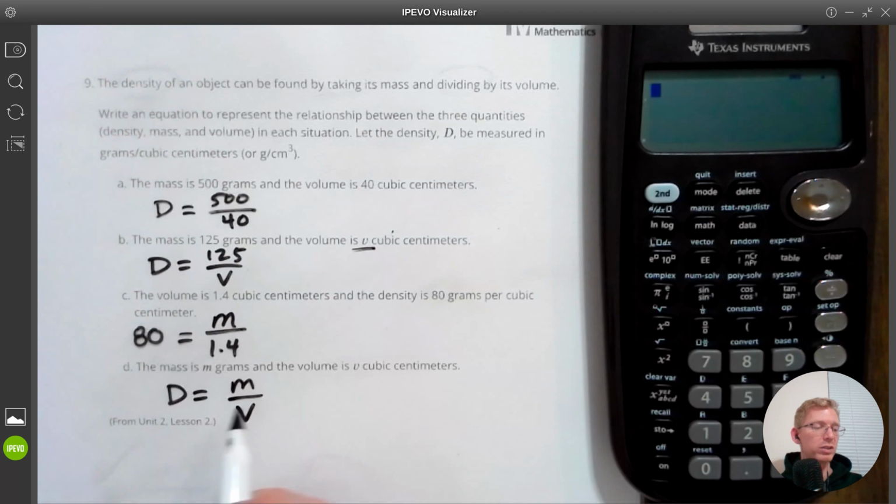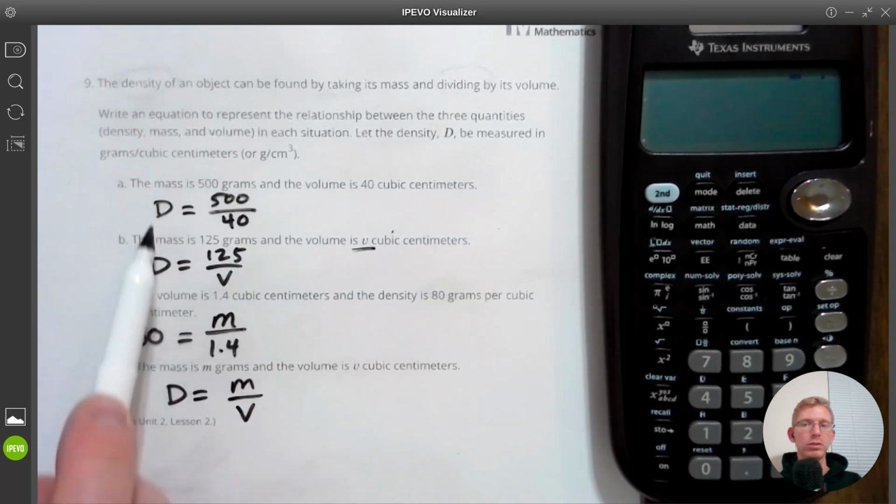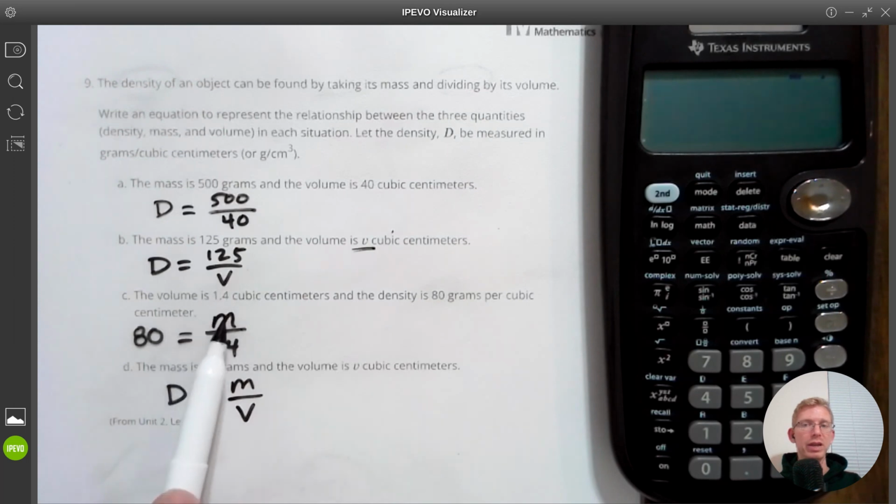And we can check to make sure that this works out by looking at our other equations. Up here, D was on the left, V was on the bottom, and M was on the top. So this would be our equation for density.